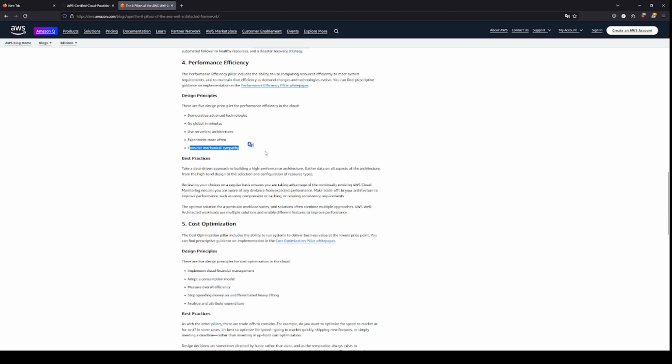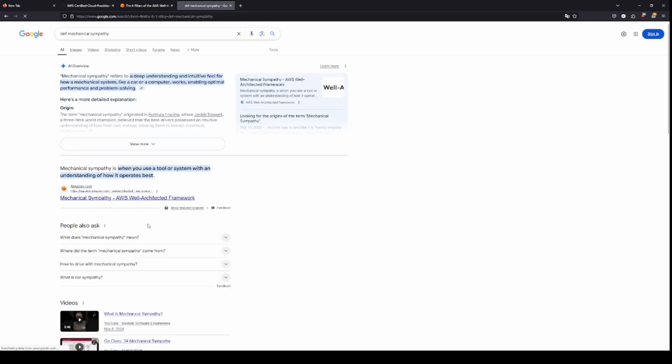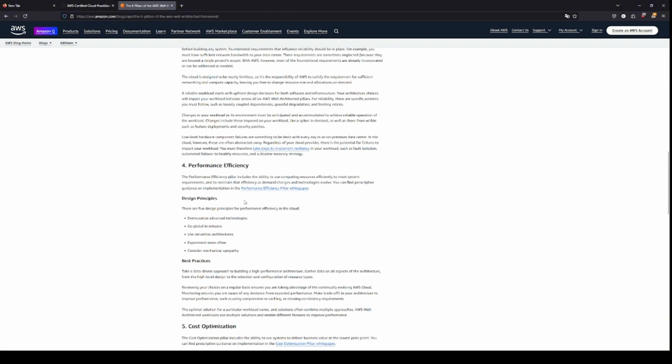Consider mechanical sympathy. This is an interesting term here. Let's go ahead and look this up because I think this might be valuable. I hope they don't mean feel bad about the robots. Mechanical sympathy. This is from AWS, so we know this is true. Mechanical sympathy is when you use a tool or system with an understanding of how it operates. Interesting, that makes sense. Let's scroll back down here.